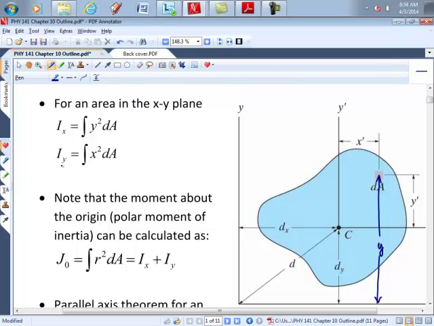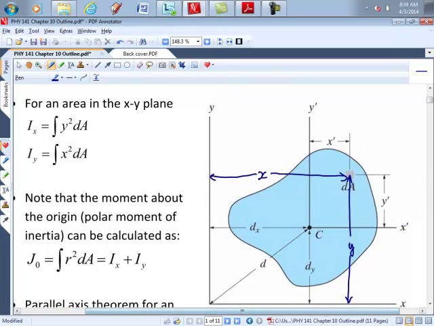If I'm looking for the moment of inertia about the y-axis of this little particle, then that's going to be the distance from the y-axis, which is going to be x squared times dA. So this figure also shows two other axes, x prime and y prime, and those axes go through the centroid. So we can also calculate the moment of inertia about the x prime and the y prime axis, and that's going to use the distances from the other axes.